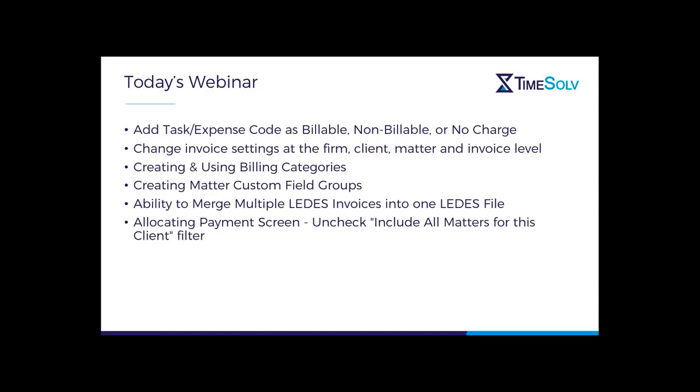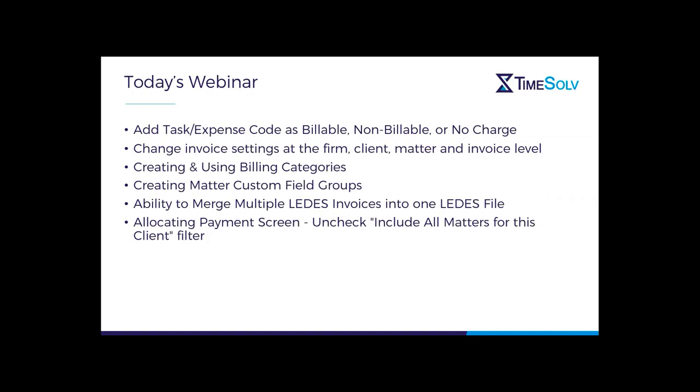There was a reminder that some of our support people asked me to make sure we hit, and that is how you can change the invoice settings at the firm level, which is essentially your default settings, and how they can be changed at the client level, the matter level, and then down at the invoice level. You've got to think of TimeSolv as a big funnel. The firm level is the top of the funnel, where everything underneath it falls under your defaults. Then it gets a little more narrow at the client level, then specifically for an individual matter for a client, and then even at the individual invoice level. So we'll review that a little bit today.